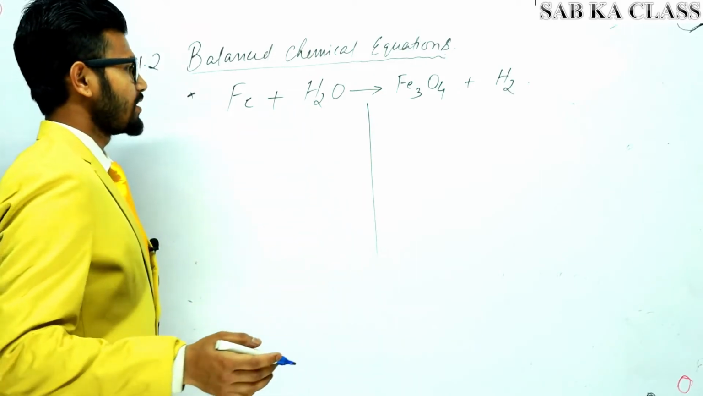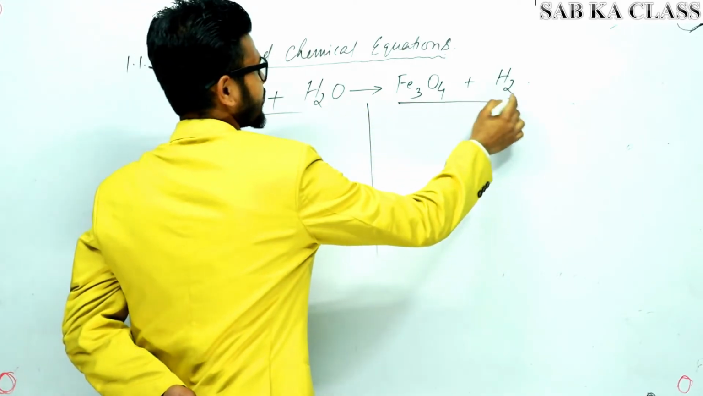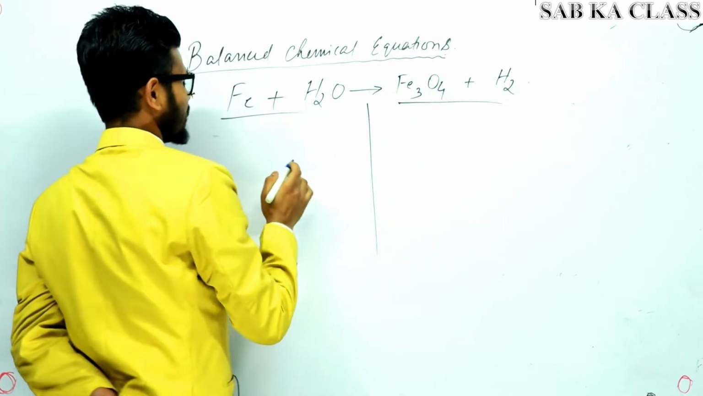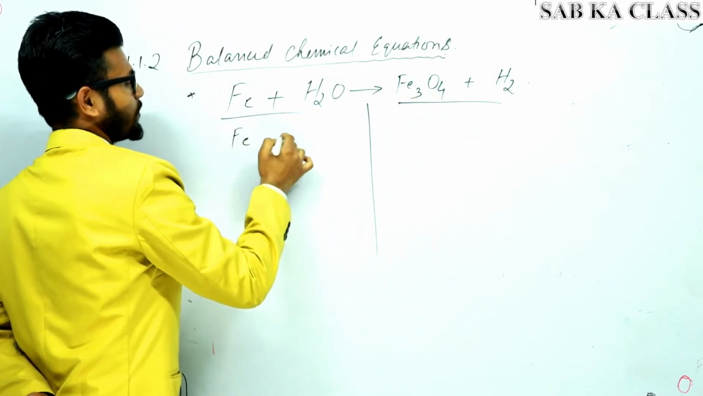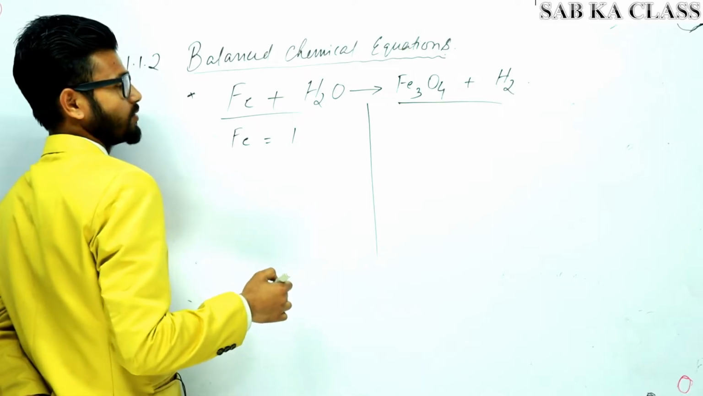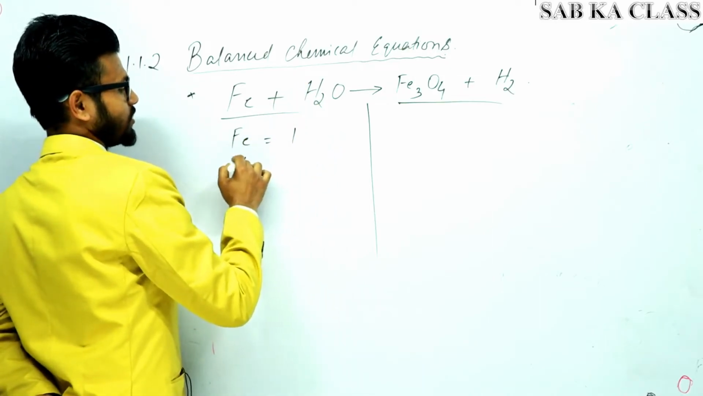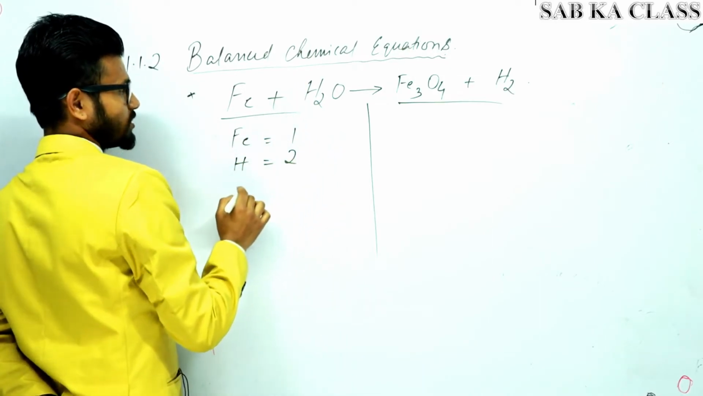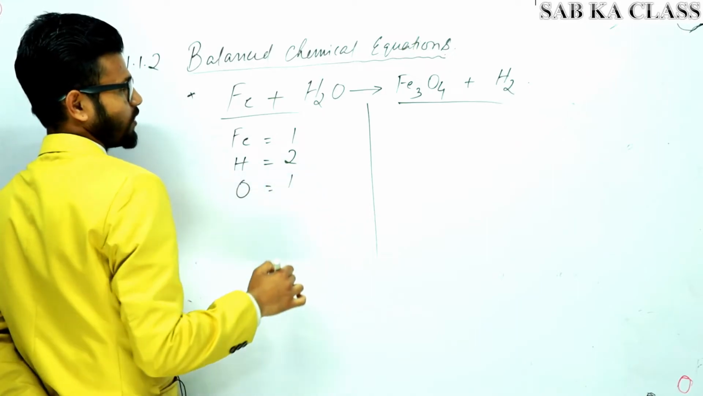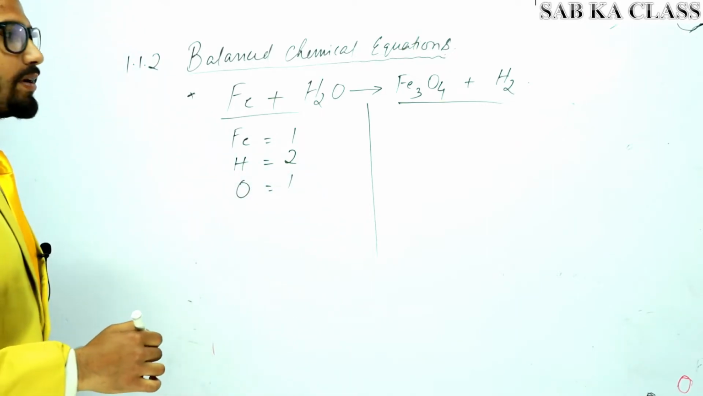So let us separate it, left hand side and right hand side. Reactant side and product side. How many elements, means how many ferrous are there? Iron means 1. Hydrogen, there is 2 hydrogen. Oxygen, there is only 1 oxygen. I hope it is clear.